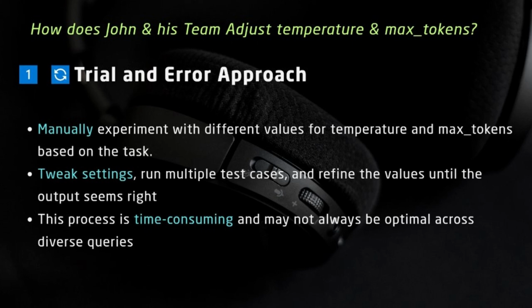John's first method, the good old trial and error approach. He tweaks temperature, runs a test, hates the result, tweaks it again and again and again. Feels like guessing a Wi-Fi password at a coffee shop. This eats up hours of his time, burns through API tokens, and the worst part? The settings that work today might fail completely on a different query tomorrow.